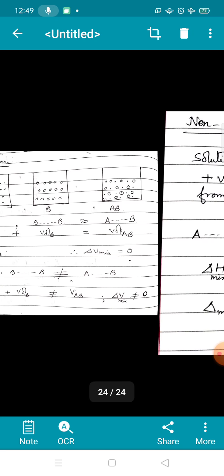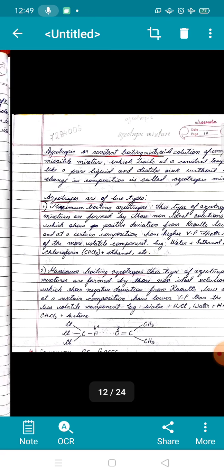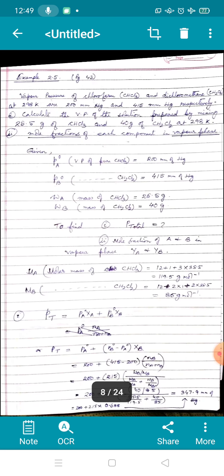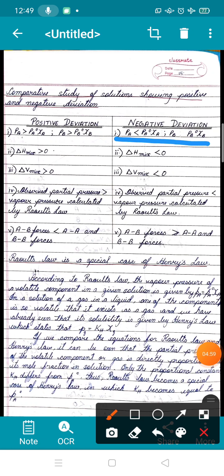As a result, what will happen to this PA and PB values? PA value will be, going back to the table, yes, you can see, PA will be less than PA naught chi A, point number 1. PA will be less than PA naught chi A and PB will be less than PB naught chi B. The less than sign is not very clear. Please write it. So delta H mix is less than 0, delta V mix is less than 0.